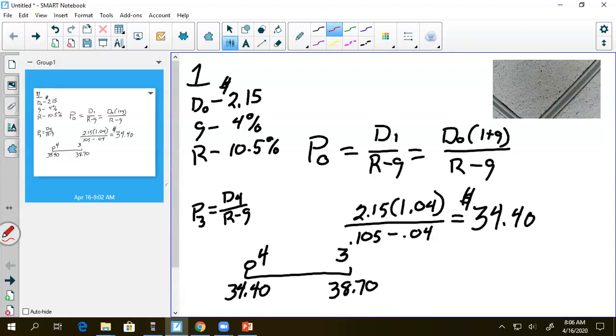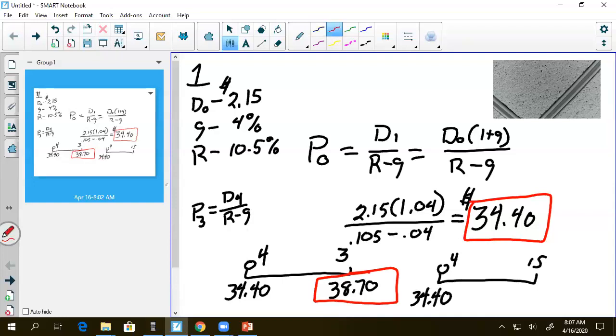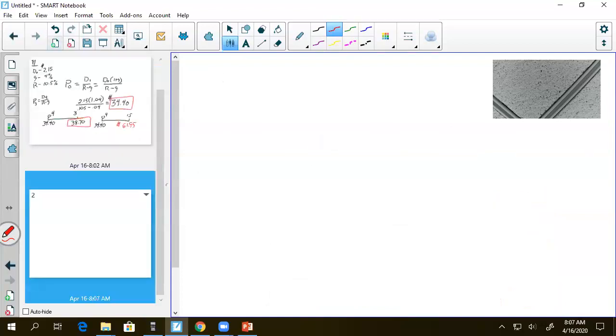And I'll try to remember to write the answers in red from now on. And then if we take it out 15 years, what do you have for 15 years? $61.95. Yep. Okay. Is everybody good with that, or any questions there? Okay. Everybody seems to be good. So let's move on. Let's look at number 2 then.